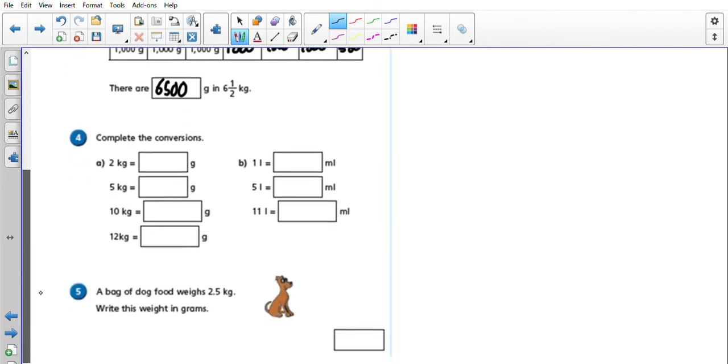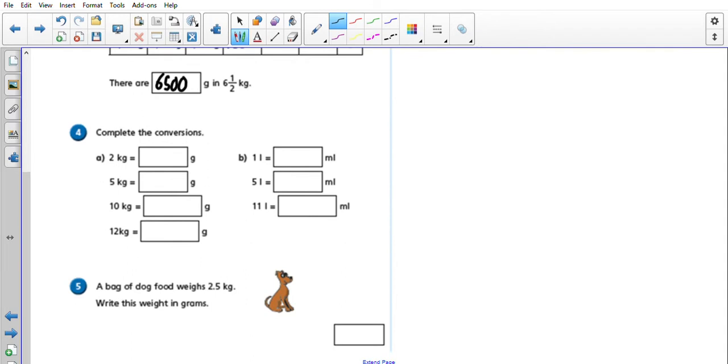Question number 4 here is talking about conversions, and we just need to take the information from page 1, just work this through in terms of multiplying these out. So 2 kilograms is going to be 2,000 grams, 5 kilograms is going to be 5,000 grams, 10 kilograms is going to be 10,000 grams, 12 kilograms is going to be 12,000 grams. 1 litre is going to be 1,000 millilitres, 5 litres is going to be 5,000 millilitres, and 11 litres is going to be 11,000 millilitres.